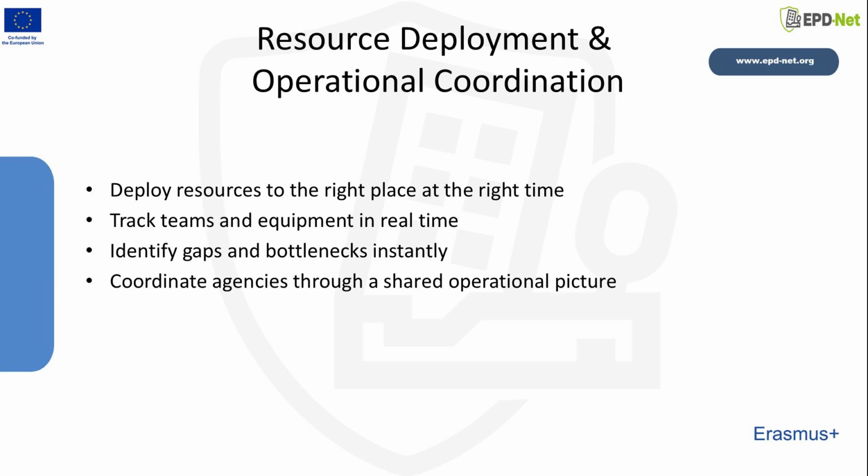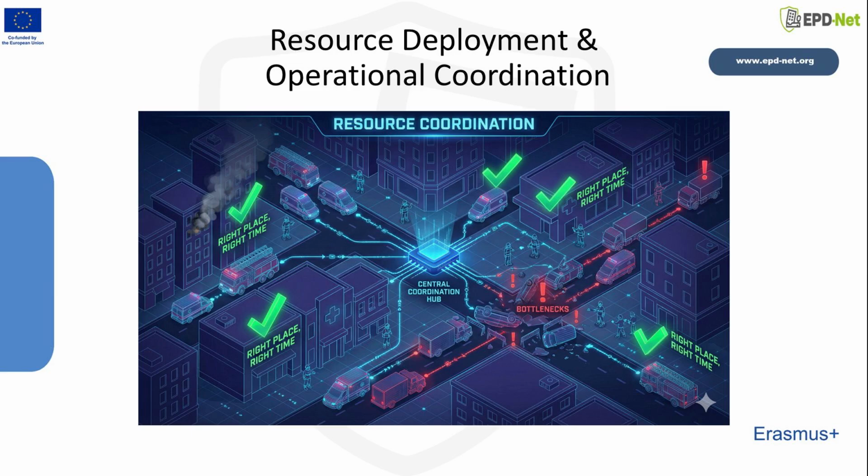Effective disaster response depends on placing the right resources in the right place at exactly the right time. GIS helps us do this with precision. By tracking teams, vehicles, and equipment on a shared real-time map, we can instantly see where support is needed, where gaps exist, and where delays may emerge. This shared operational picture allows multiple agencies to coordinate seamlessly, reducing confusion, preventing duplicated efforts, and ensuring that every action we take is aligned and efficient. In critical moments, this level of coordination can make the difference between disruption and success.